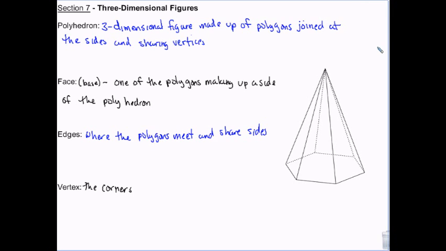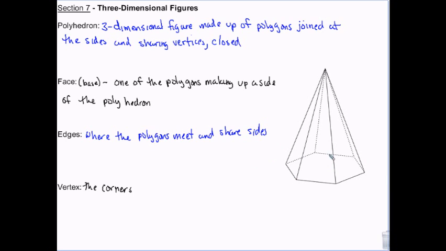It's a closed figure. Just like polygons are closed figures, polyhedra will be closed figures. So you won't have any sides that don't have anything there. And they share vertices. The polygons share vertices. So here's an example of a polyhedron.